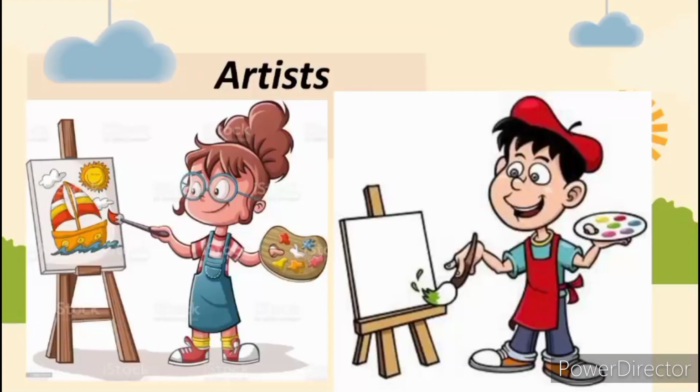Now, the last type of occupation we're going to be looking at today is artists. The artists draw and paint pictures of people, places, and objects in our community. Their artwork is usually found in museums. You can find the artwork of artists in the museums.